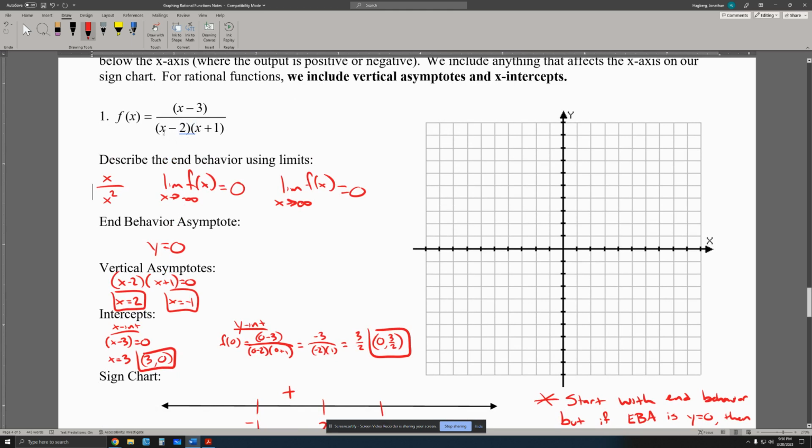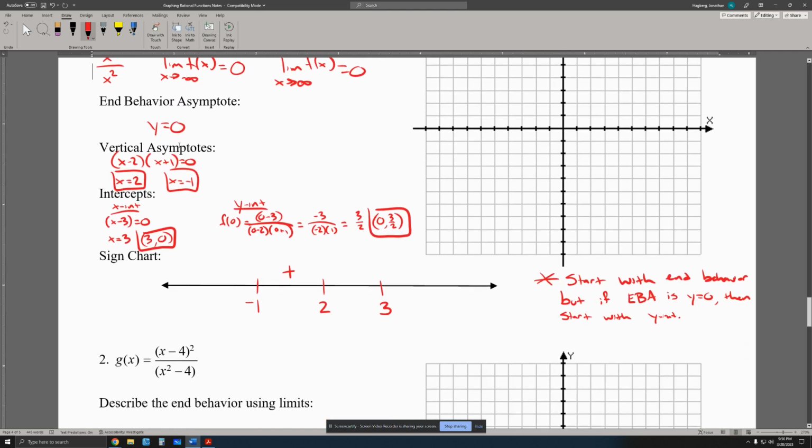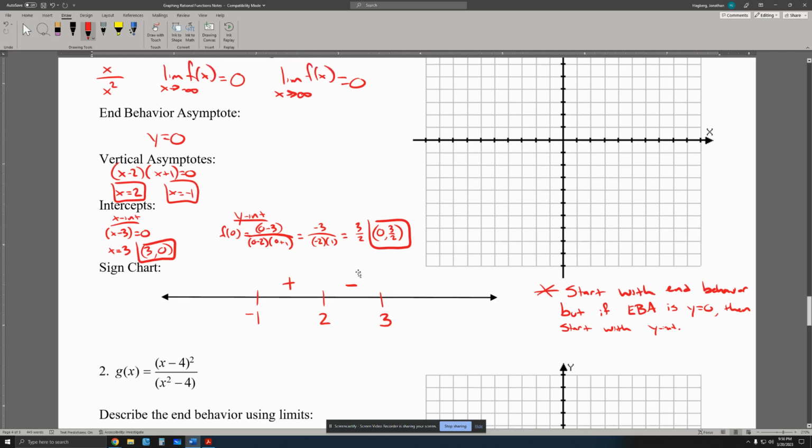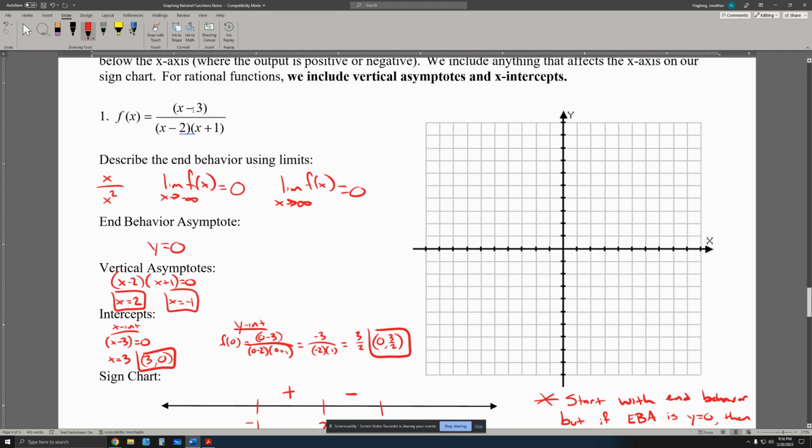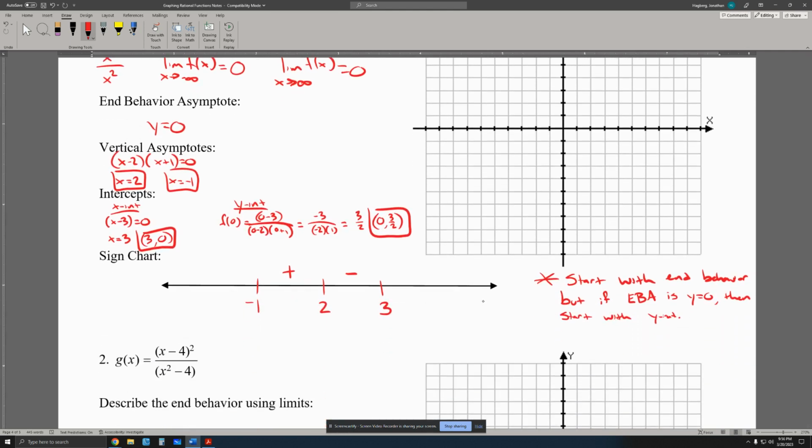This would occur in the denominator. This factor has multiplicity 1, so that tells me the sign is going to change from positive to negative over that factor, over that vertical asymptote. Okay, at x equals 3, we're looking for that factor. That's an x-intercept. That x-intercept has multiplicity 1, so that is going to change the sign again.